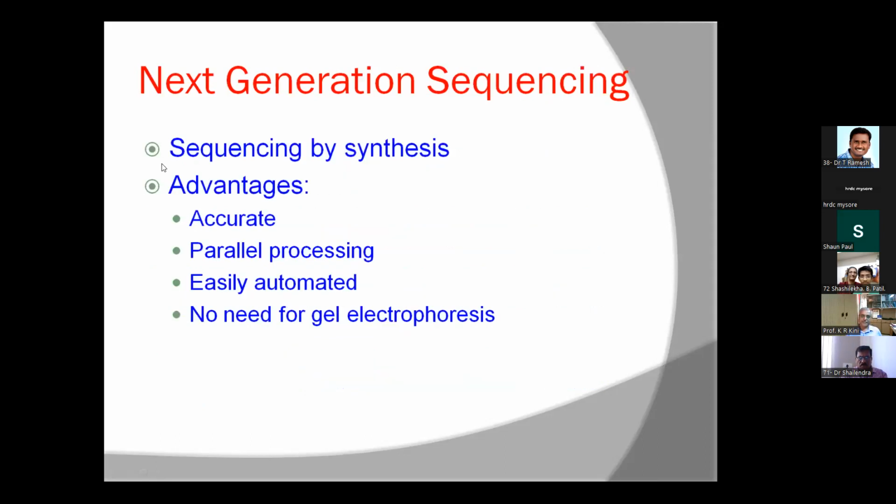So this is sequencing by synthesis. The advantage is that it is very accurate. There is parallel processing, and it can be automated. There is no gel electrophoresis. Gel electrophoresis was the major drawback in the second generation technologies. Here there is no electrophoresis.